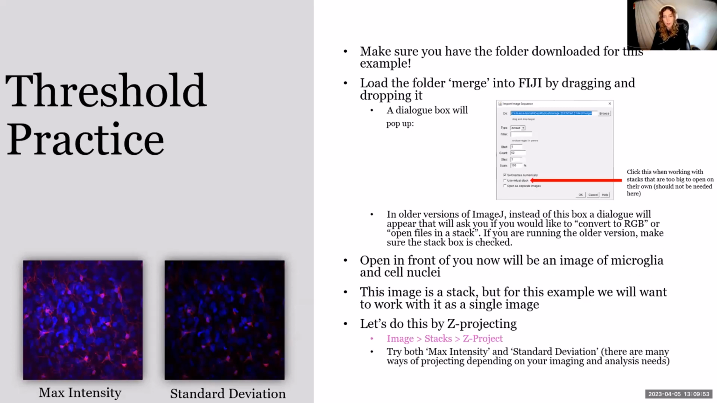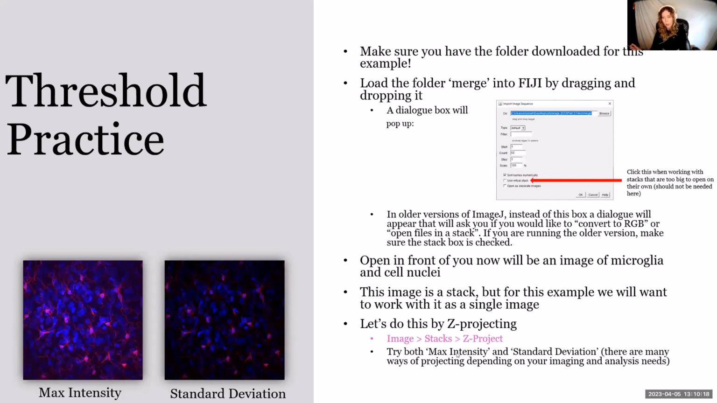This image is a stack, but for what we are doing, we will want to work with it as a single image. So we did a bit of Z projection in part 1. So we're going to start by doing some Z projection together. For this one, I want you guys to try both max intensity and standard deviation. I find standard deviation works quite well when you have images that are very, very bright, and max intensity I find is the most standard one I've seen in publications.